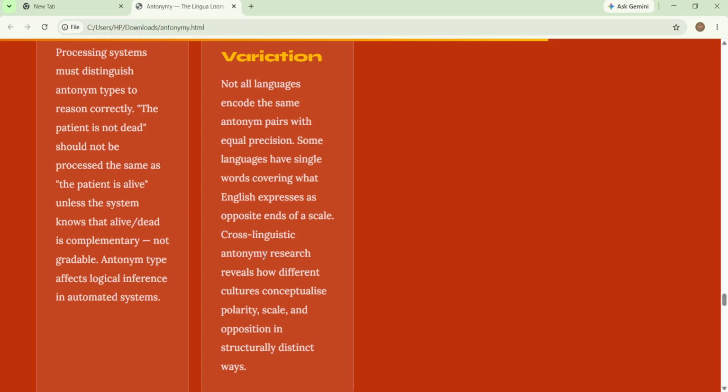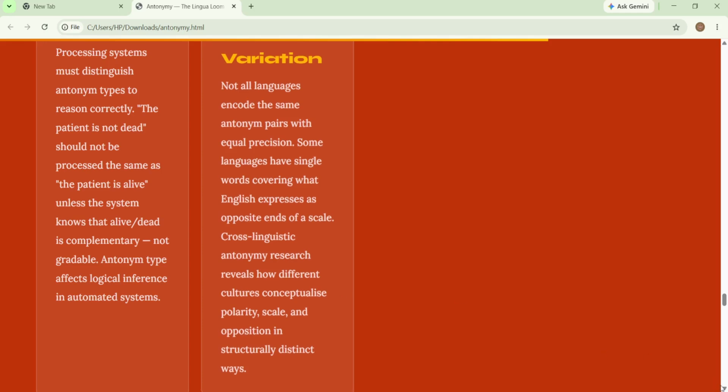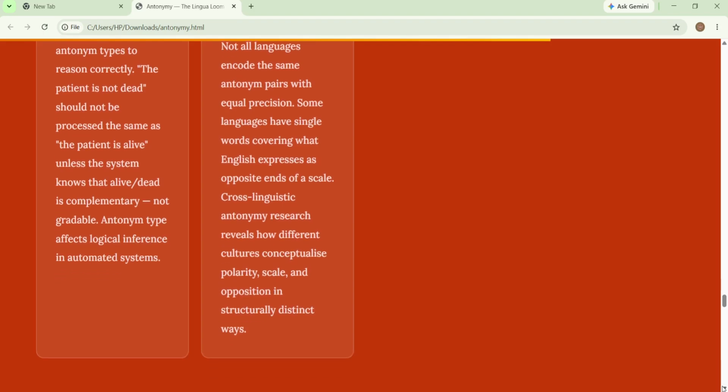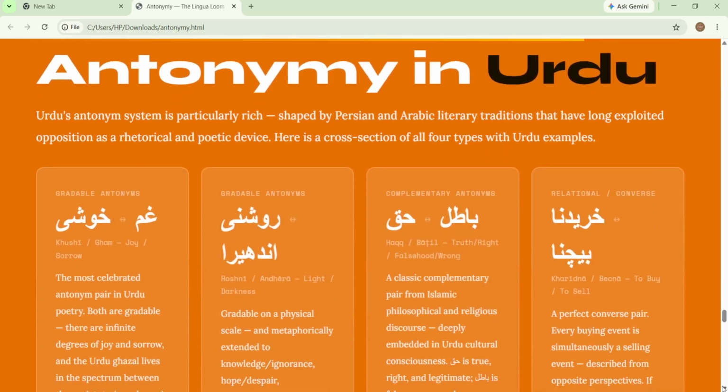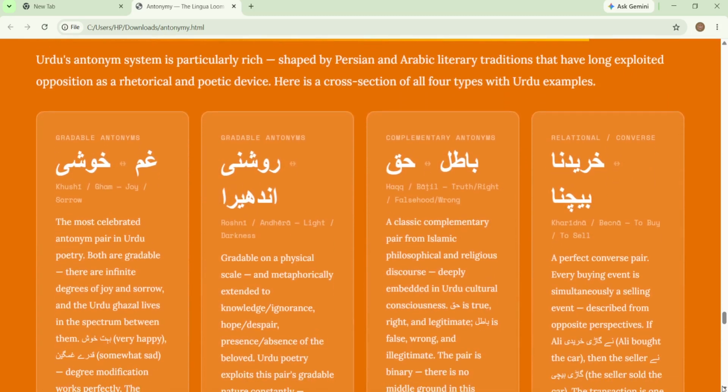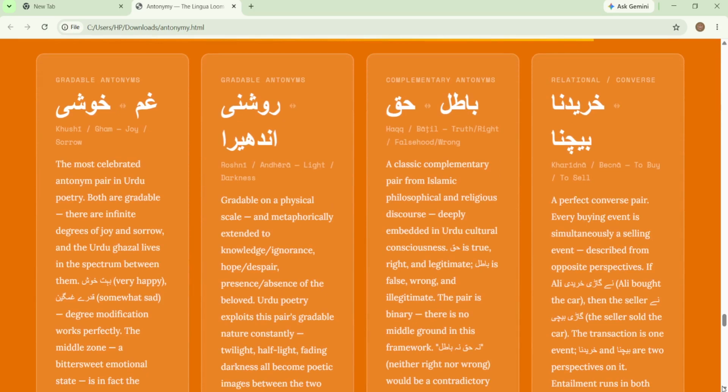Cross-linguistic antonymy research reveals how different cultures conceptualize polarity, scale, and opposition in structurally distinct ways. So these are the uses of antonymy in different fields. Let's look at antonymy in Urdu. So these are the types.